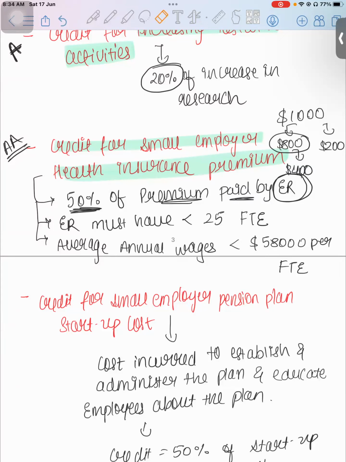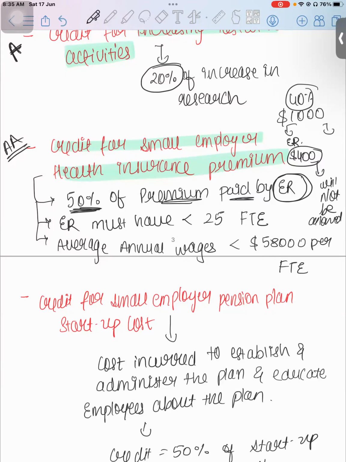Now here is one exclusion. If, let's say, the employer is paying $400, meaning he is paying just 40% of the premium, then in that case, this credit will not be allowed. Okay, got it, guys?